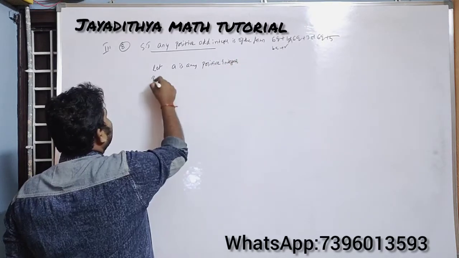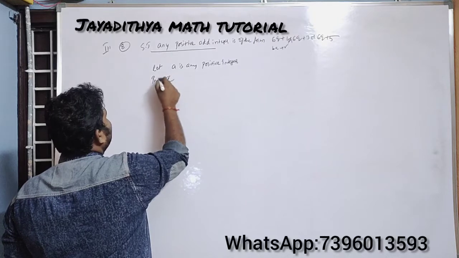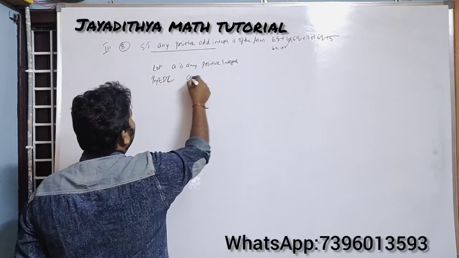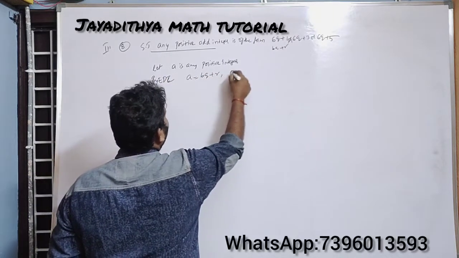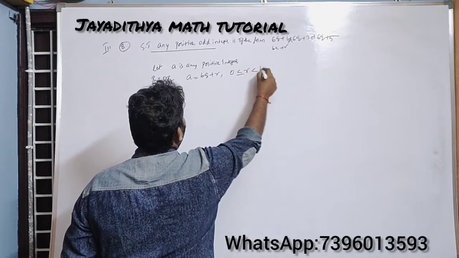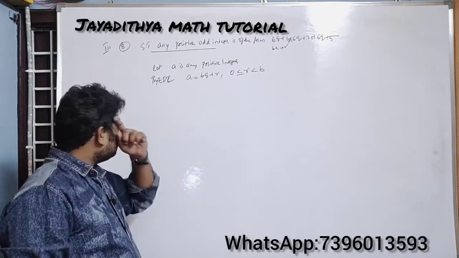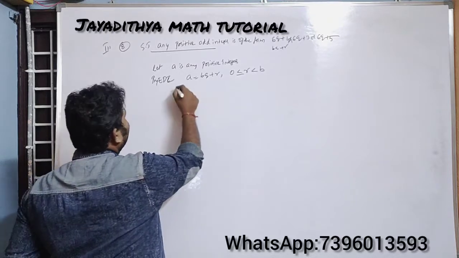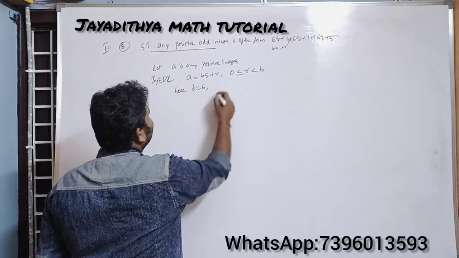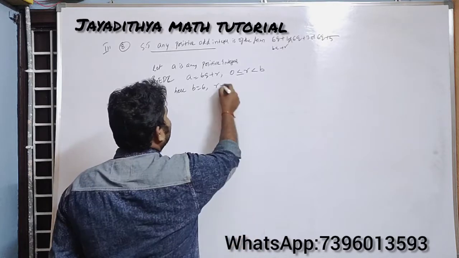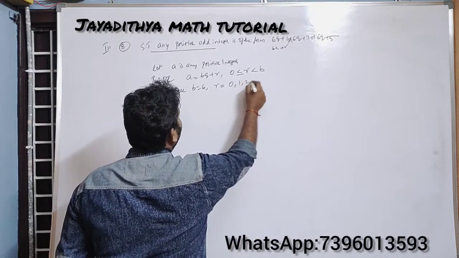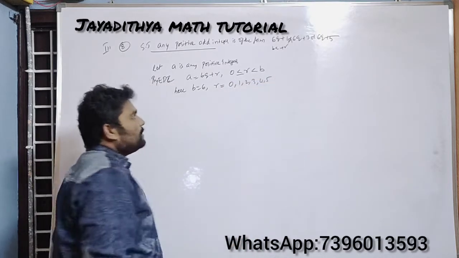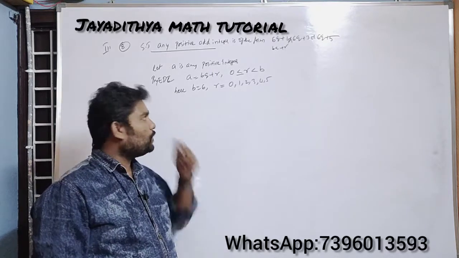Okay, so by EDL, what you can write? By EDL, you can write a is equal to bq plus r, and what is the condition here? 0 less than or equal to r less than b. So that is the condition. So let here b be equal to 6. So what are the possible remainders you will get here? That is r will be equal to 0, 1, 2, 3, 4, 5. So the possible remainders will be 0, 1, 2, 3, 4, 5.